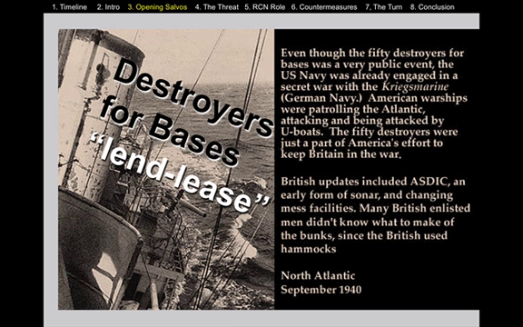One of the more famous Lend-Lease programs is called Destroyers for Bases, and basically the Americans give the British 50 old First World War destroyers, and in return the British promised to let the Americans occupy British territory for naval bases. One of the famous ones is in Newfoundland.